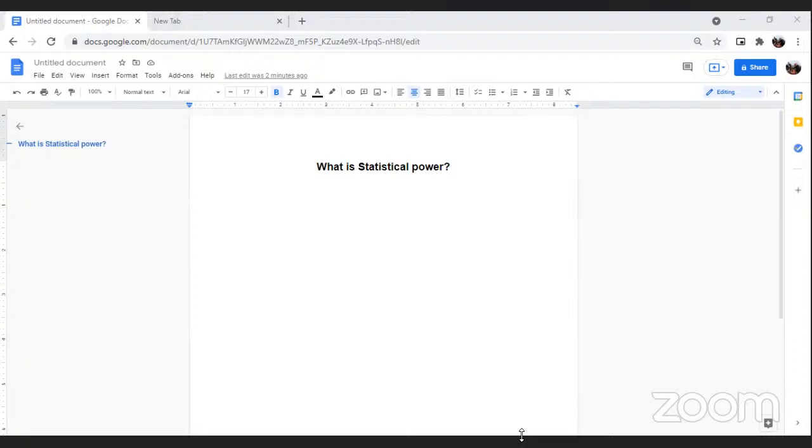All right. So we can avoid type 2 error in hypothesis testing, right? When we consider statistical power, the higher the statistical power, the less likely we are to make a type 2 error, right? So basically, statistical power is the likelihood that a study will detect an effect when the effect is present, right?